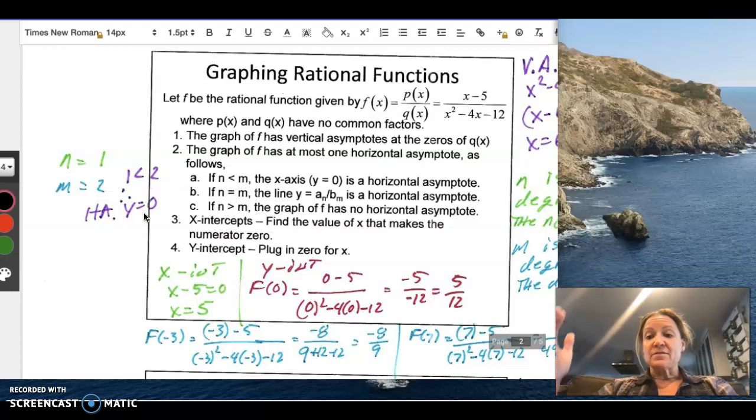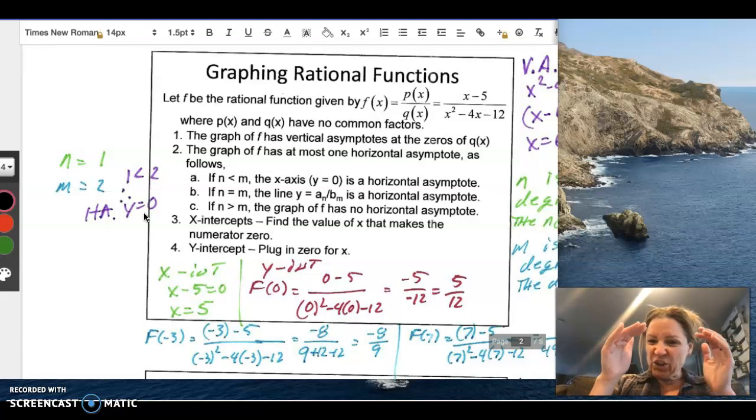That means that the graphs are going to come really close to it, but never actually touch it. It might look like it's touching it, but it's not. It's getting super, super close, but not touching it.